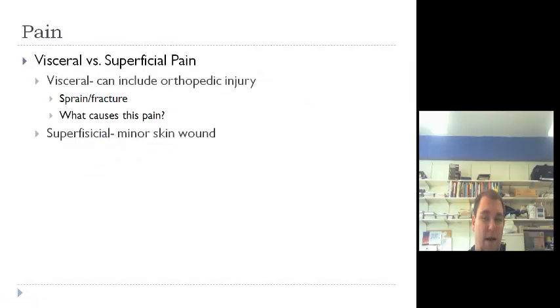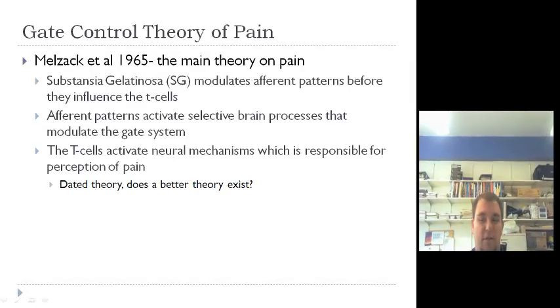A couple different types of pain: visceral and superficial pain. Visceral pain can include orthopedic injuries such as sprain, fracture. What causes this pain? We're going to get there. Superficial pain would be a minor skin wound, something that we probably see clinically quite often. So I'm more interested in some of the visceral stuff that we'll get to here.